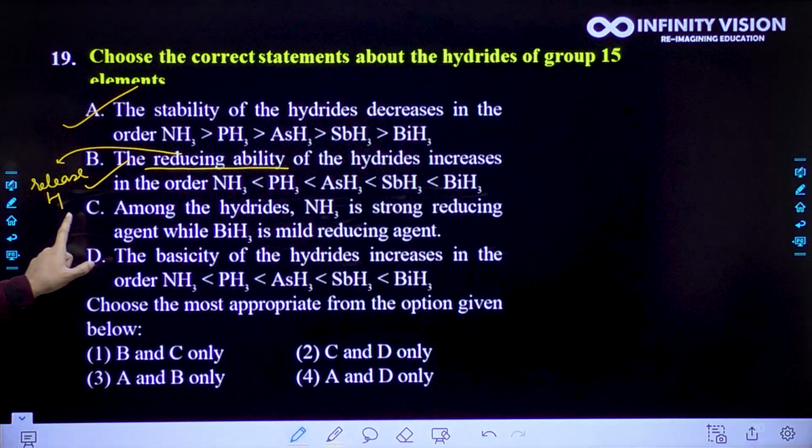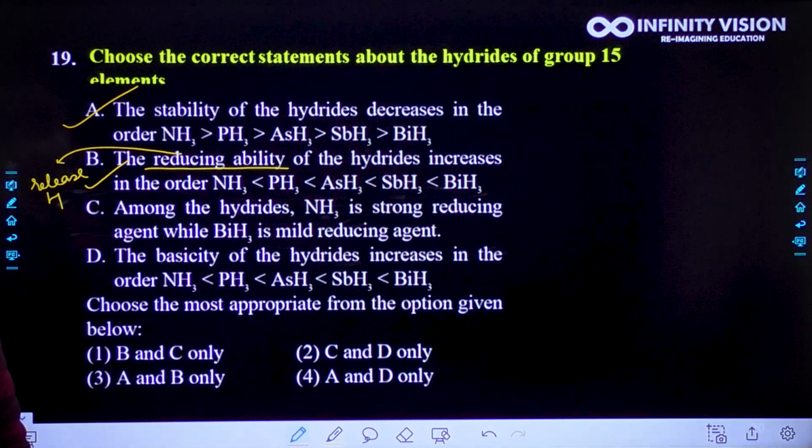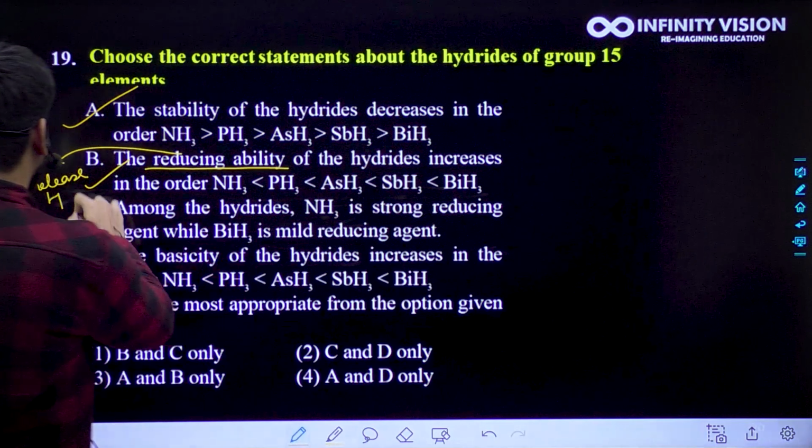Let us see the C option. Among the hydrides, NH3 is a strong reducing agent while BiH3 is a mild reducing agent. It is contradicting the second statement, so this is incorrect.